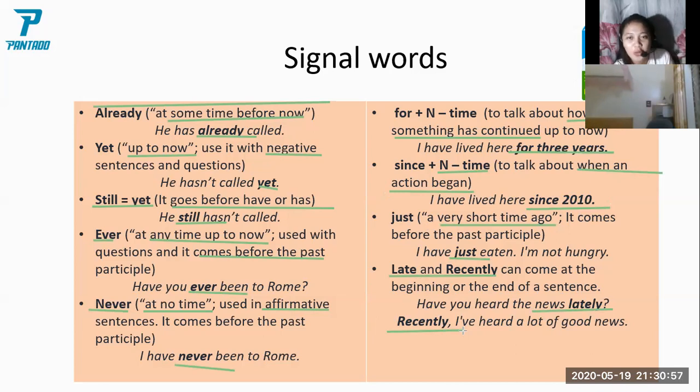Oh, where are you going? I'm so thirsty. Okay, that's very okay.